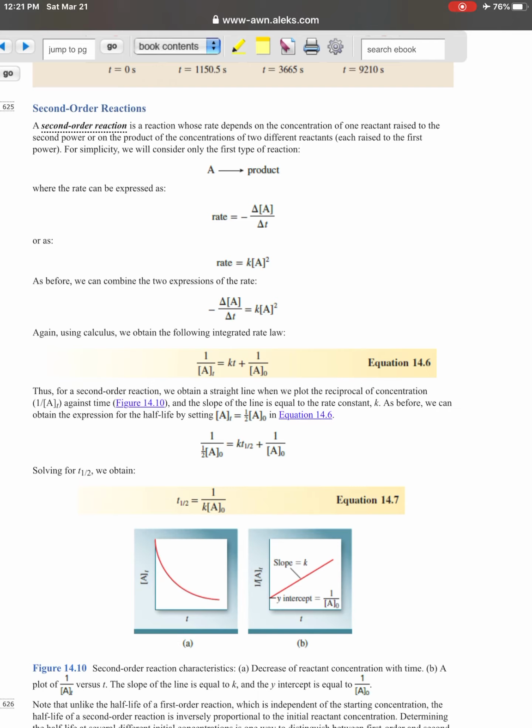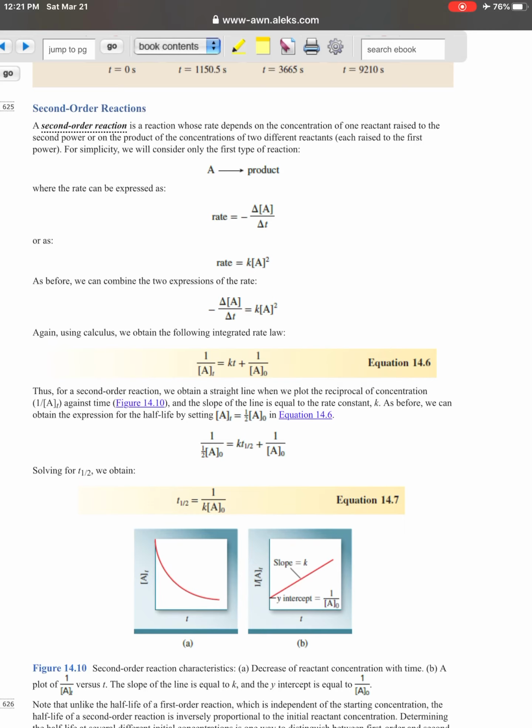Now we're going to move on to second-order reactions. A second-order reaction is a reaction whose rate depends on the concentration of one reactant raised to the second power, or on the product of the concentrations of 2 different reactants, each raised to the first power. For simplicity, we will only consider the first type of reaction. A turns to products, where the rate can be expressed as rate equals minus change in concentration of A divided by change in time, or as rate equals k times the concentration of A squared.